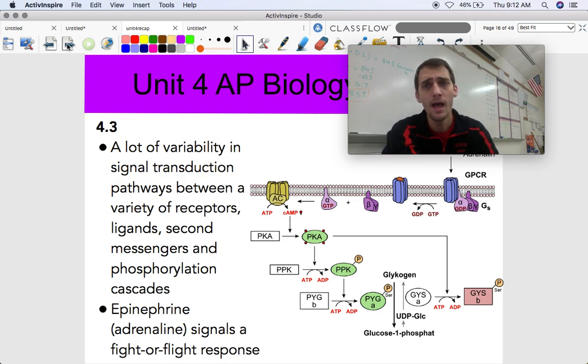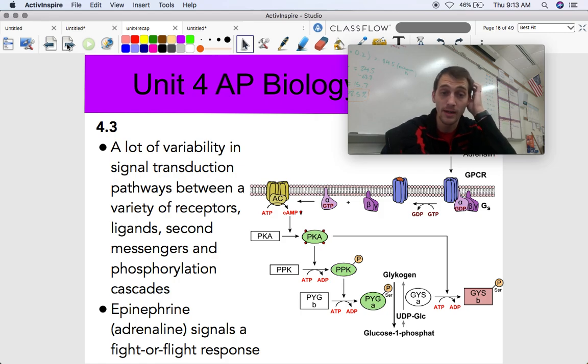Here's 4.3. As I was saying before, there's a lot of variability in signal transduction between pathways, between a variety of receptors, ligands, second messengers, and phosphorylation cascades. Again, you could spend your whole life studying signal transduction. It's crazy, the variety of responses and signals and transduction pathways is ridiculous. So we're going to study one for AP biology.